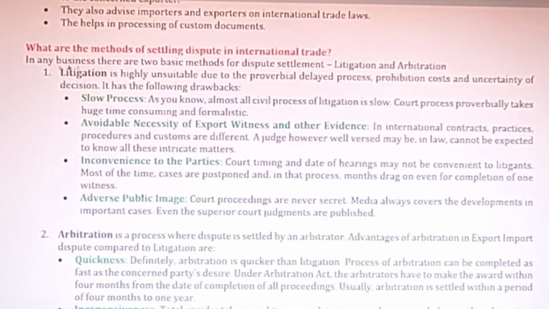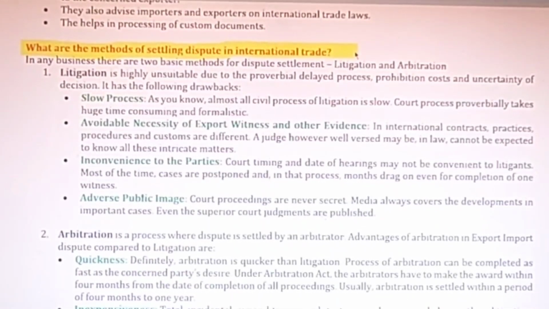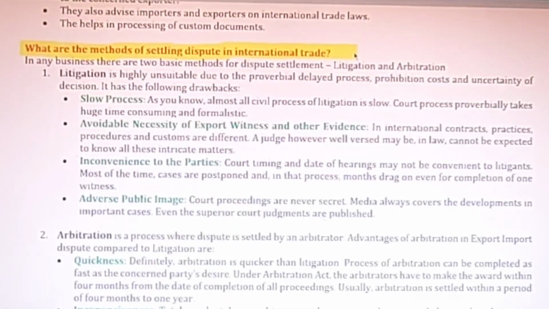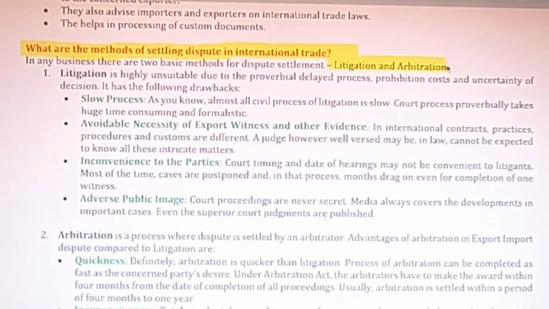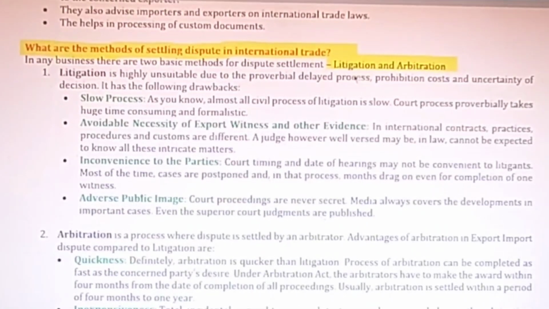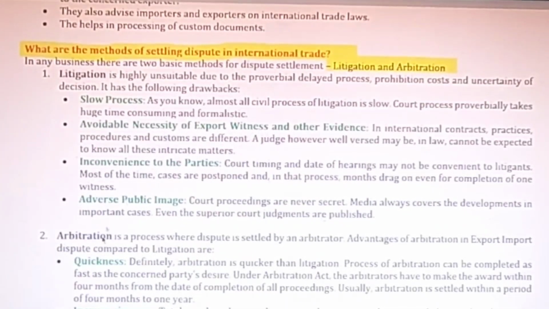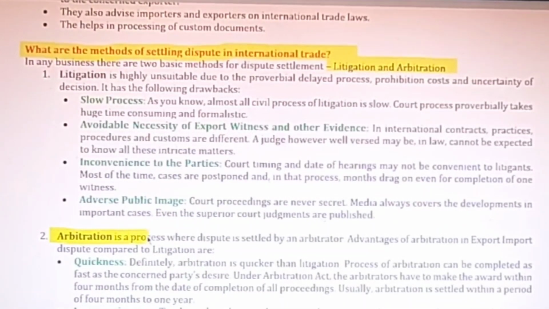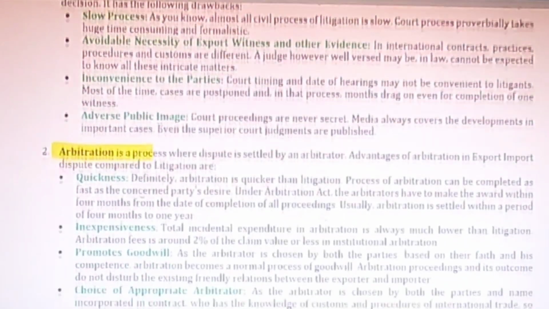Then what are the different methods of settling disputes in international trade? This is also a common topic which is already there in semester 1 and 2. So basically, to settle international disputes there are two processes: litigation and arbitration. Litigation is a court process where legal actions are taken by one party against the other. And arbitration is suggested as the most comfortable process in settling international disputes.